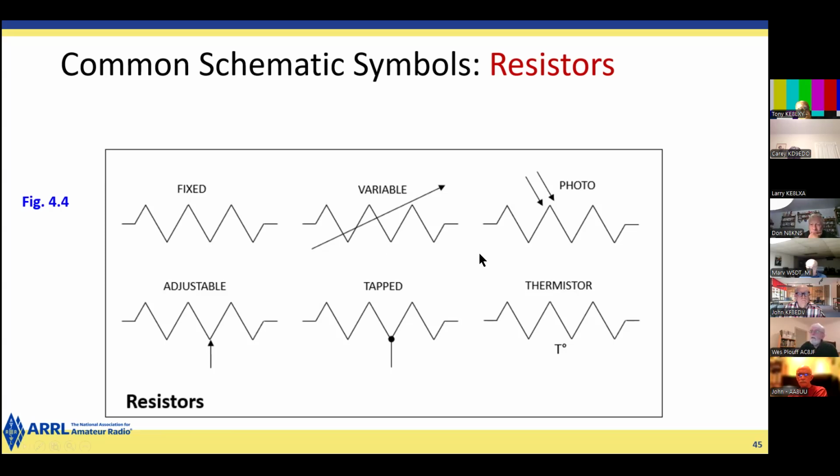Occasionally, you will see things called photoresistors, which change the resistance depending on how much light falls on them. Those are not used very much anymore.